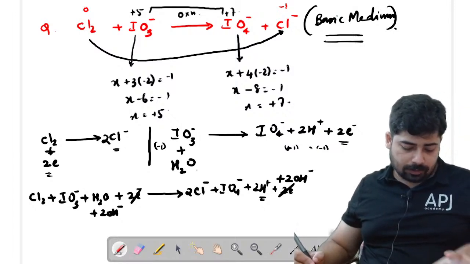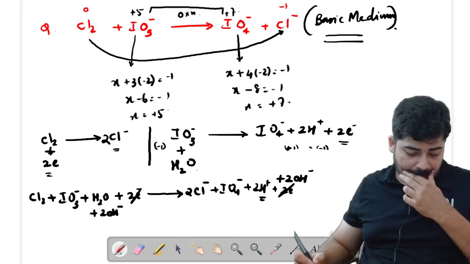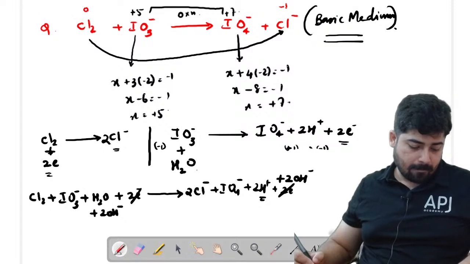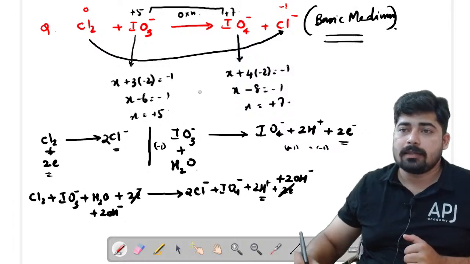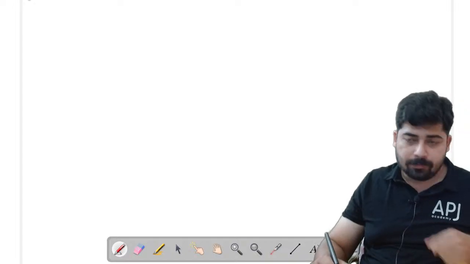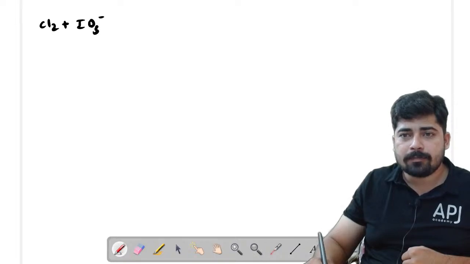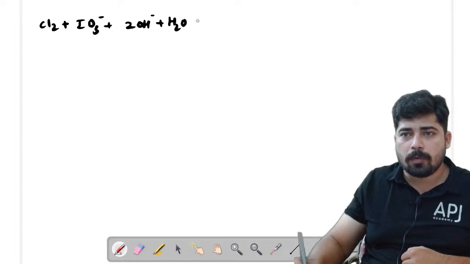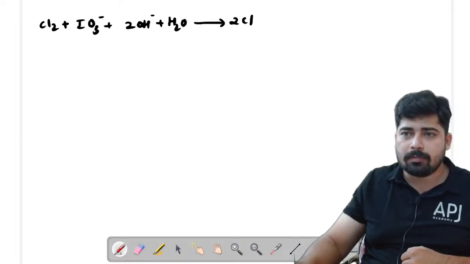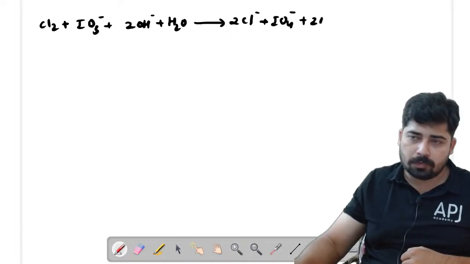Okay, is that clear, students? Is that clear? Yes. Now let me take the next page and see what is the final answer. Cl2 plus IO3- plus 2 OH-. Here there is one H2O, and here 2Cl- plus IO4- plus 2H2O.